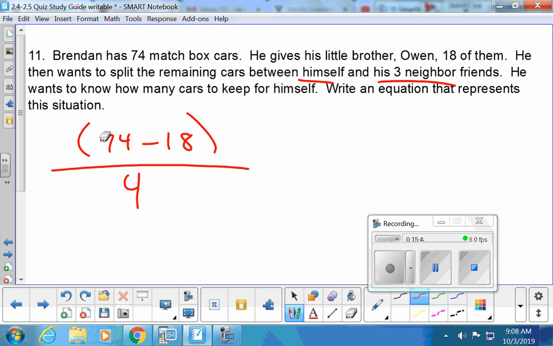It was a trick. He wants to know how many he keeps for himself, so let's just type that in and get the answer. I almost got it. What is 74 minus 18 divided by 4? Now you can type it. 74 minus 18 divided by 4. 14 cars Brendan will get for himself, and each neighbor friend will get 14 cars as well. That was a weird problem. Do you all follow how that works? He gave 18 away, and he split the remaining cars into 4 different equal groups.